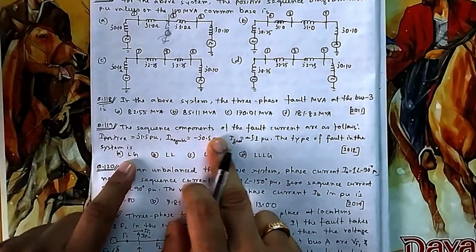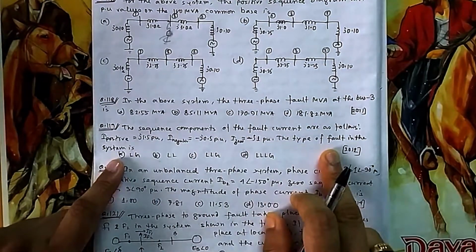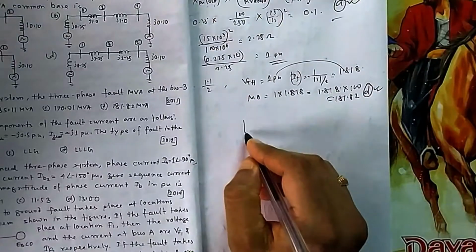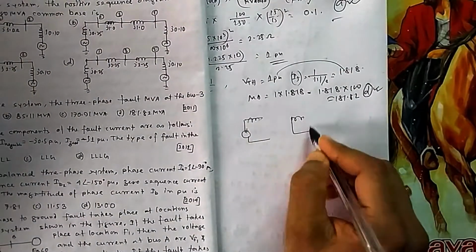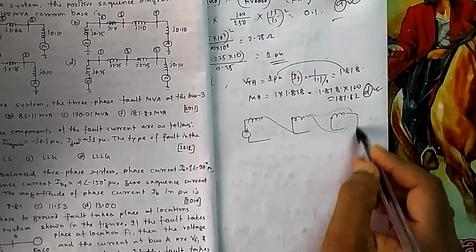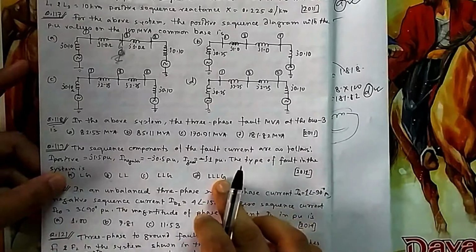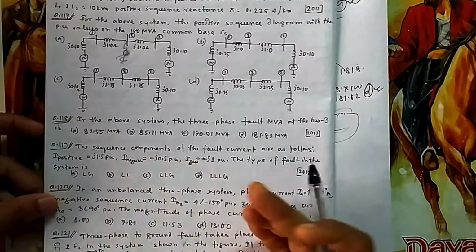The sequence components of the fault currents are given: I positive, I negative, I zero. The type of fault, you know, if it is LG fault, then all the sequence networks are connected in series. So this is positive, suppose this is negative, and this is zero. In case of LG faults, all are connected in series, so all the currents are the same. But here all currents are not the same, so LG will not be there. Triple LG will obviously not be there, because it is a symmetric fault.